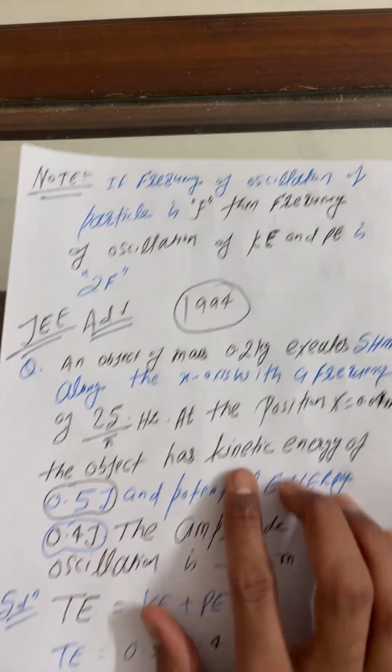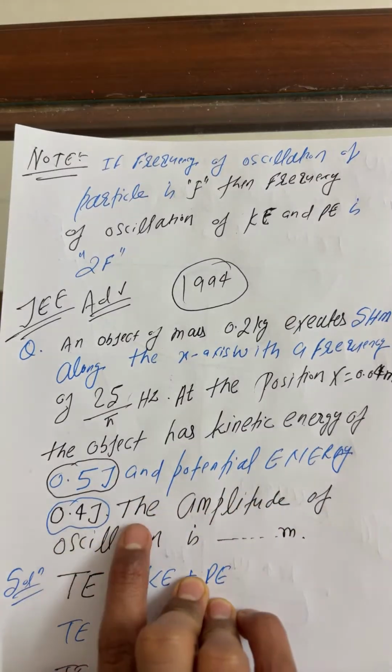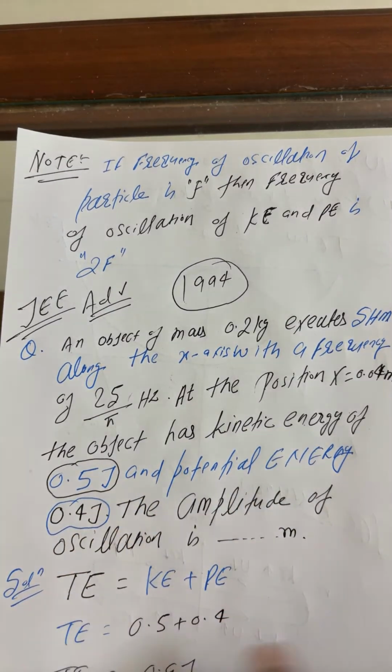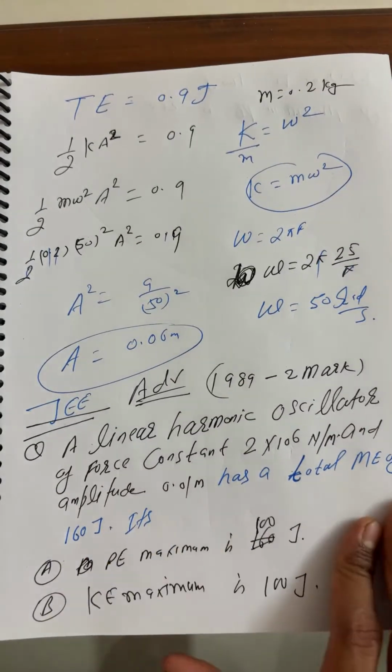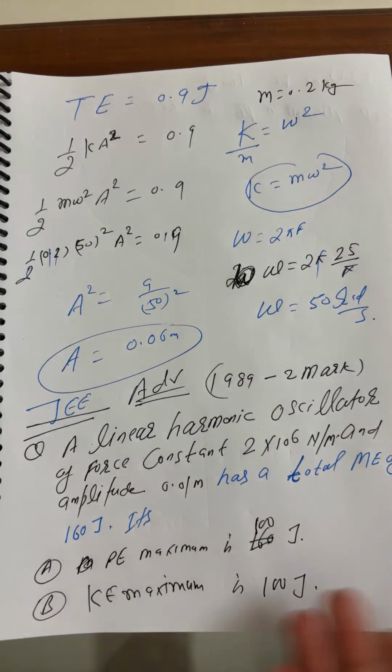because in this question they mention kinetic energy and potential energy, but in this question what they mentioned is total mechanical energy. So we have to find the following data. Listen carefully, everyone.